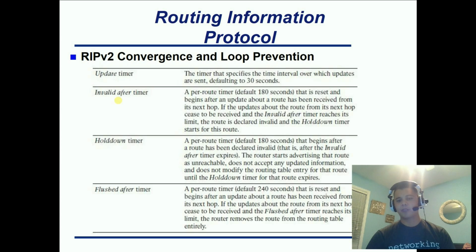Then we have the flushed after timer, where when I actually remove this route from the routing table, it's going to take a total of 240 seconds. All right, so as soon as I get an update, boom, my flushed after timer starts at 240, and then it counts down to 0. And I have a slide on how the hold down timer will never reach 0 because the flush after timer will hit first. More on that.